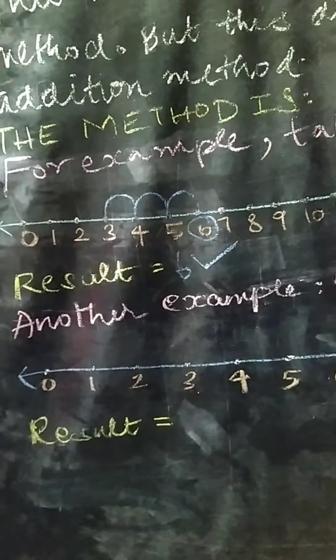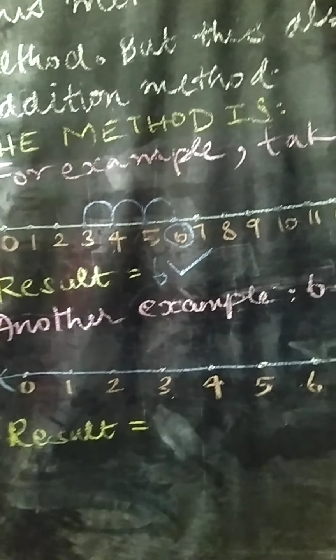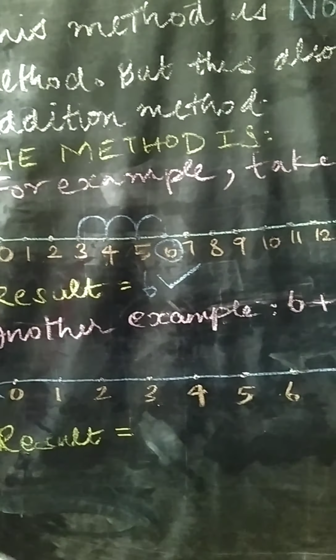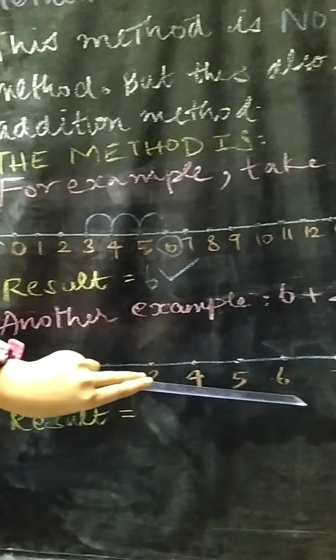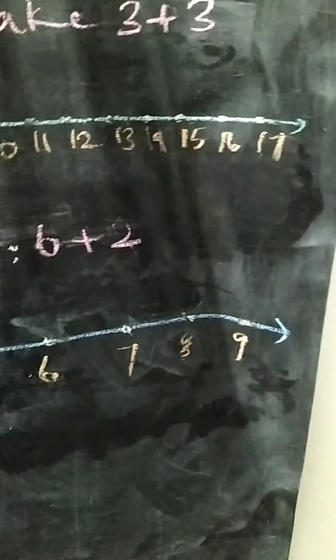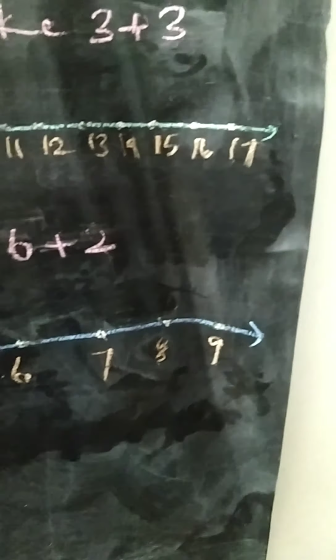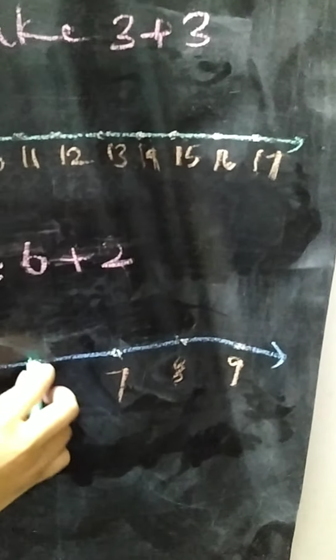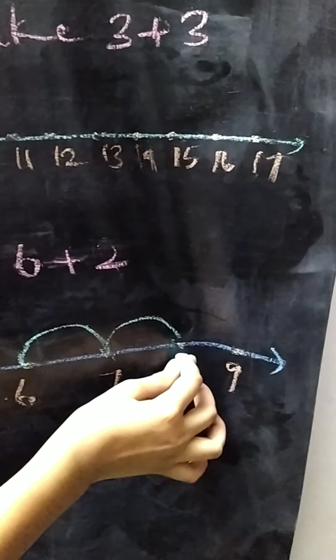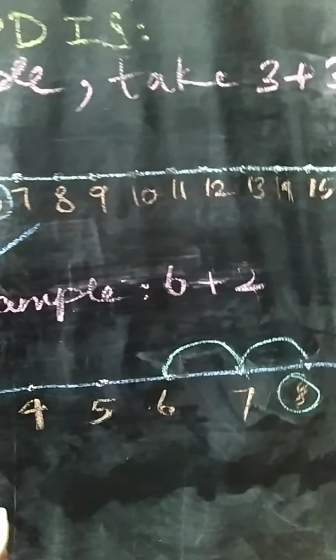Now, let's take another example just for more clarification. Now let's take 6 plus 2. Now you have 6 chocolates and someone gives you 2 chocolates more. You have to find the total number of chocolates you have now. So start from 6. Make 2 rabbit jumps. That's 1 to 7 and 1 to 8. Your result is 8.